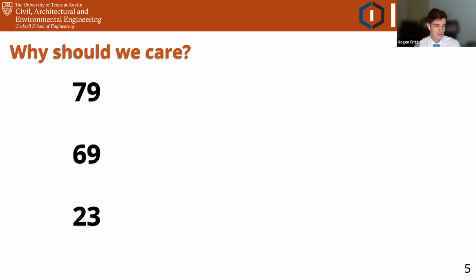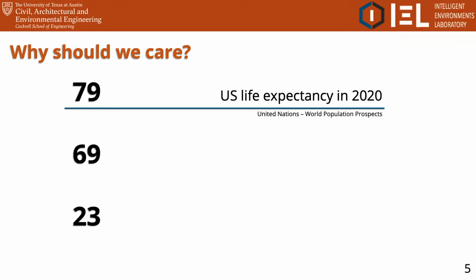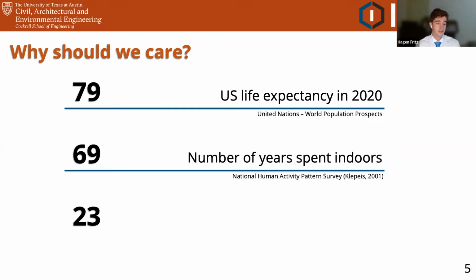So each of these numbers here on my left, I'm not sure if you have your screen here or not, but it's on my left. They exemplify a number of years. So that 79, that's the average US life expectancy as of 2020. And about 89% of your life, so 69 years, you will spend indoors.